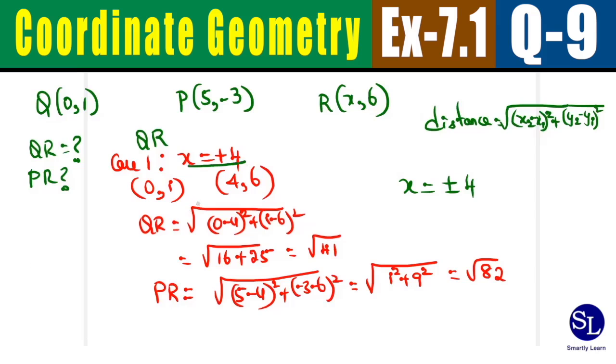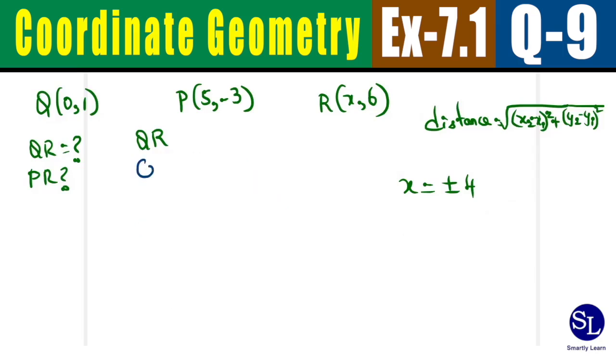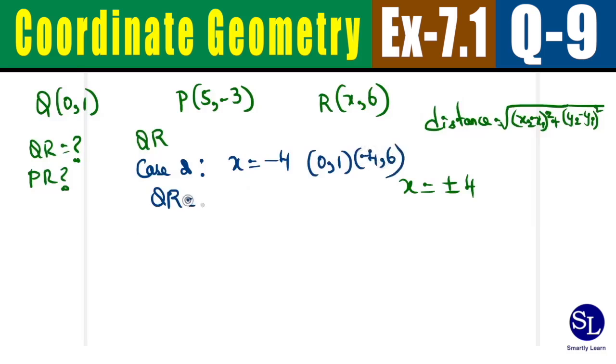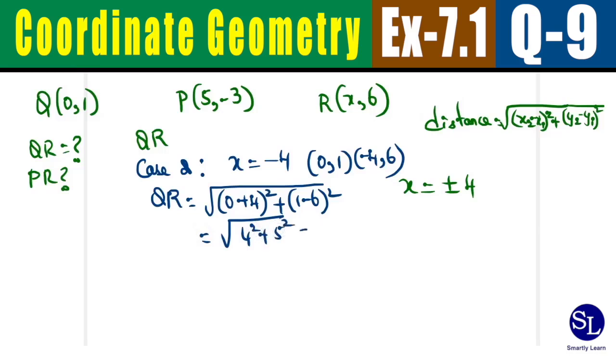Now we will repeat the same process taking the value of x as minus 4. So in case 2, x is equal to minus 4. Now let's find out what is QR. In this case, the points are (0, 1) and (-4, 6). So QR is equal to the square root of (0 minus of minus 4, which is plus 4) the whole square plus (1 minus 6) the whole square. So this is 4 squared plus 5 squared. So in this case, it's going to be root 41.